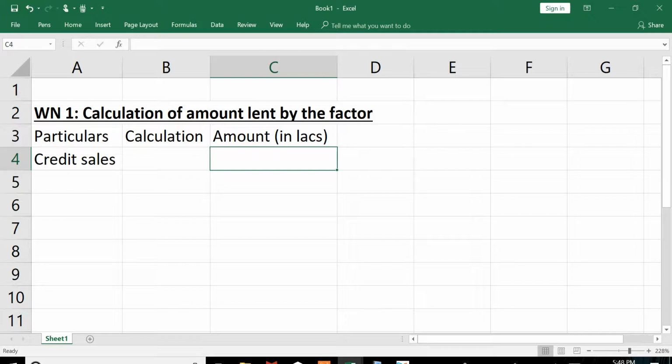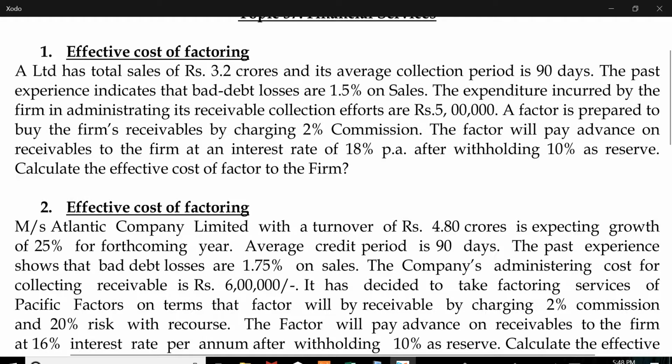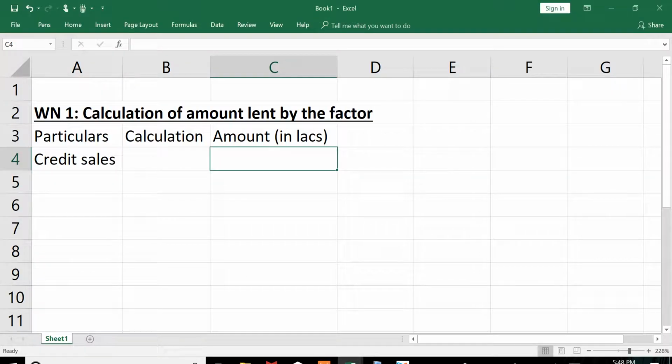How much is the credit sales given in the question? So whatever is total is credit, that's all. If the problem is silent, entirely is credit. So credit sales is 3.2 crores, 320 lakhs.